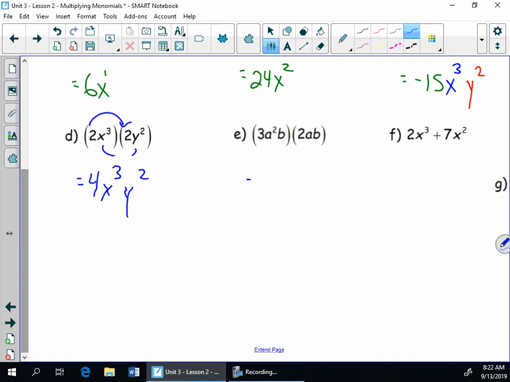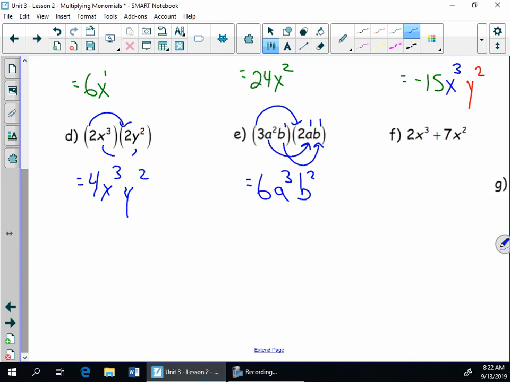Try the next one here. 3 times 2 makes 6. I've got 2 A's and 1 more A, which gives me 3 A's. I've got 1 B and another B, which gives me 2 B's.